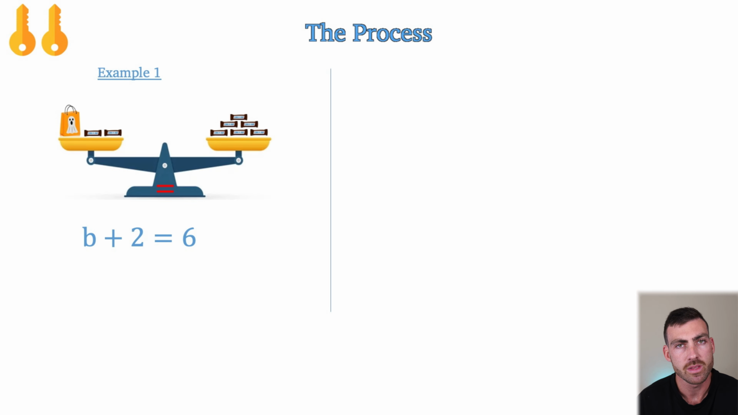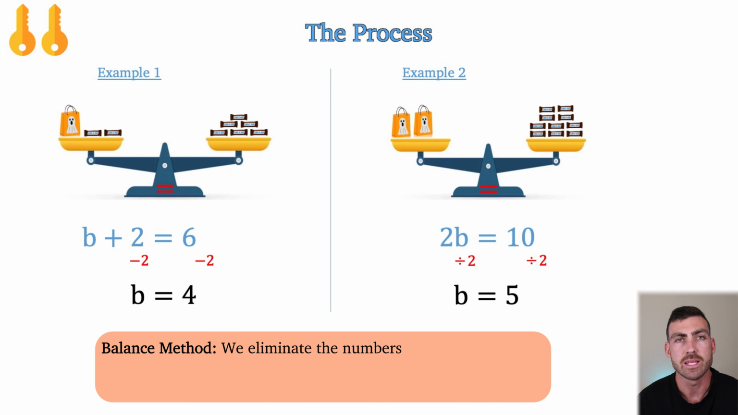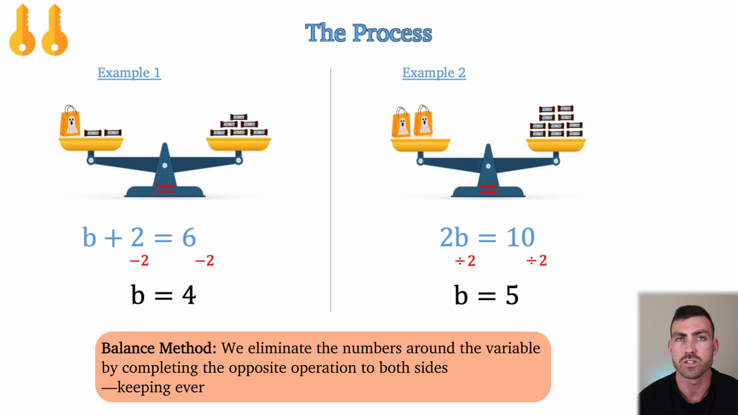Example 1. We did the opposite of adding 2. We subtracted 2 from both sides, getting us the answer of b equals 4. And example 2. We did the opposite of multiplying by 2. We divided both sides by 2, getting the answer b equals 5. This process is called the balance method. We eliminate the numbers around the variable by completing the opposite operation to both sides, keeping everything balanced.